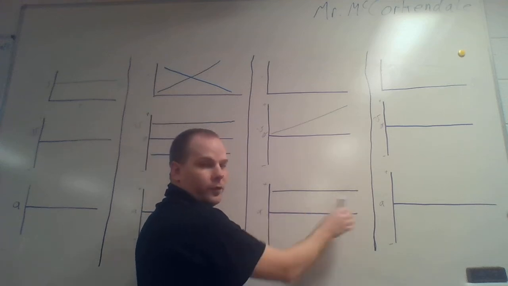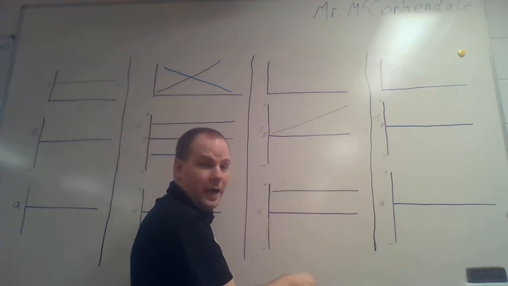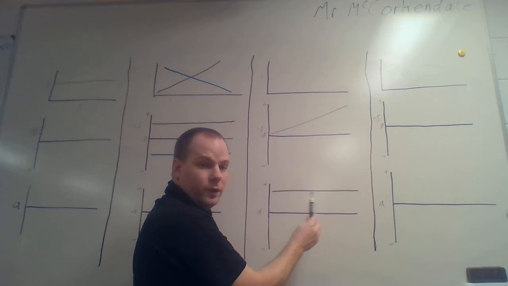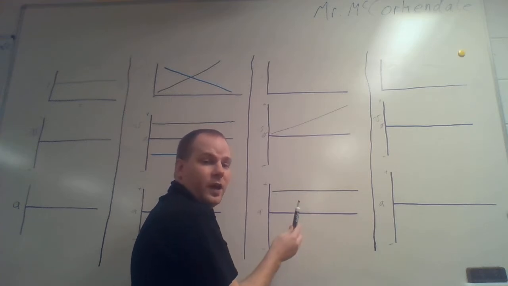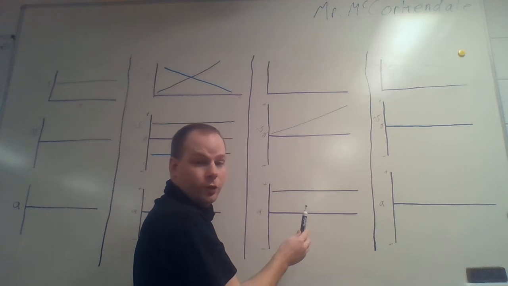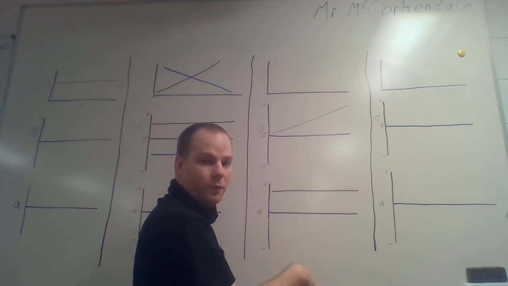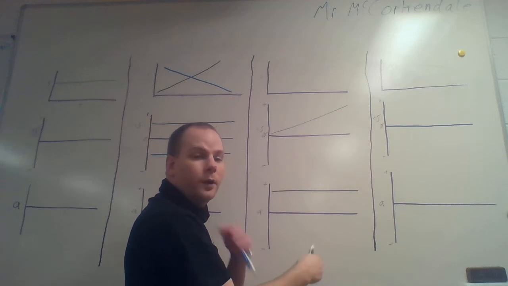Since this is horizontal, the jerk graph for this motion right here would be zero. The acceleration is constant, so there is no jerk present. The jerk would be 0. I'm not going to graph that because I don't have room and you wouldn't be able to see it anyway.